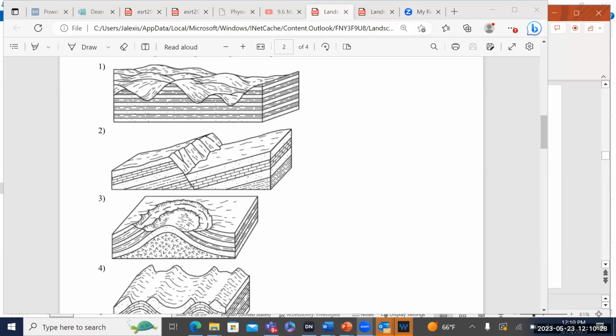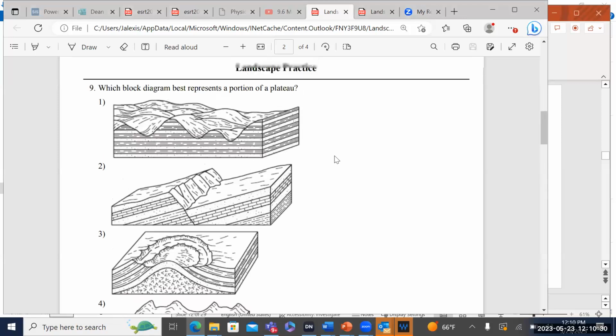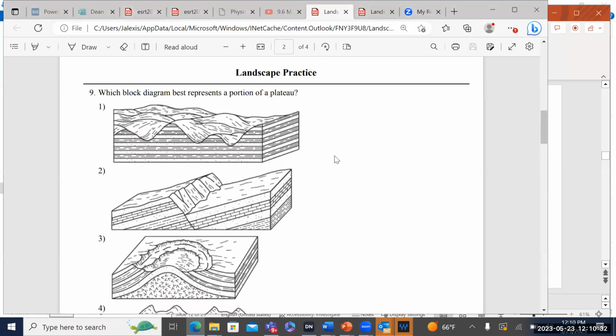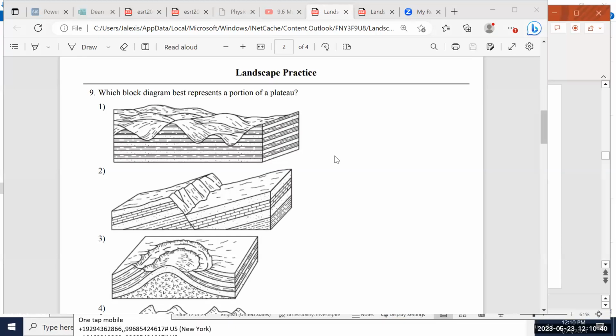All right, so we're going to be starting with number 9. Number 9 says, which block diagram best represents a portion of a plateau?